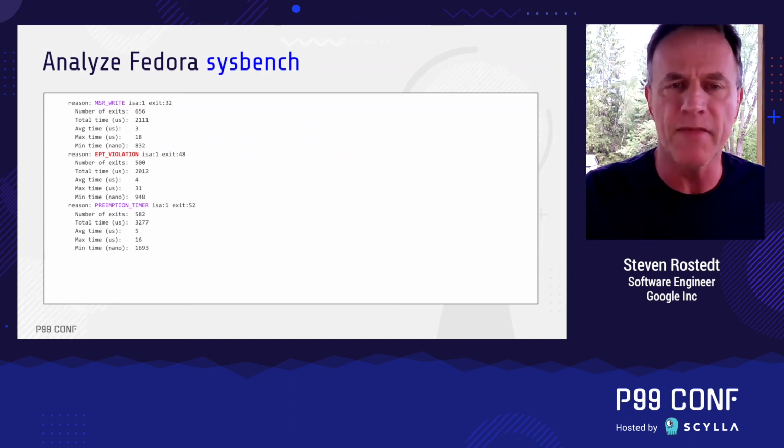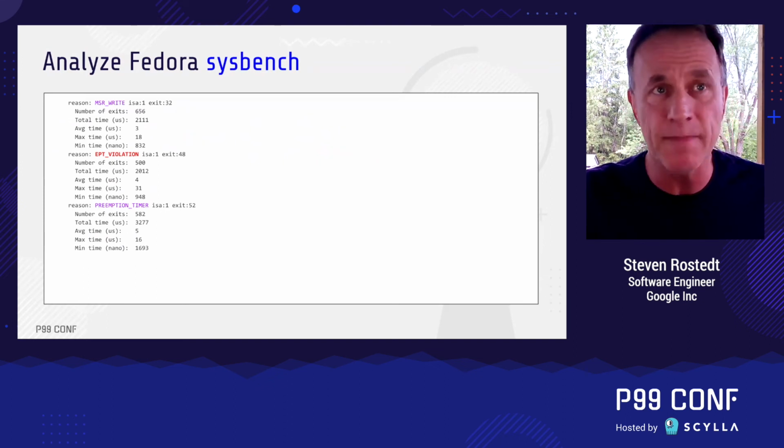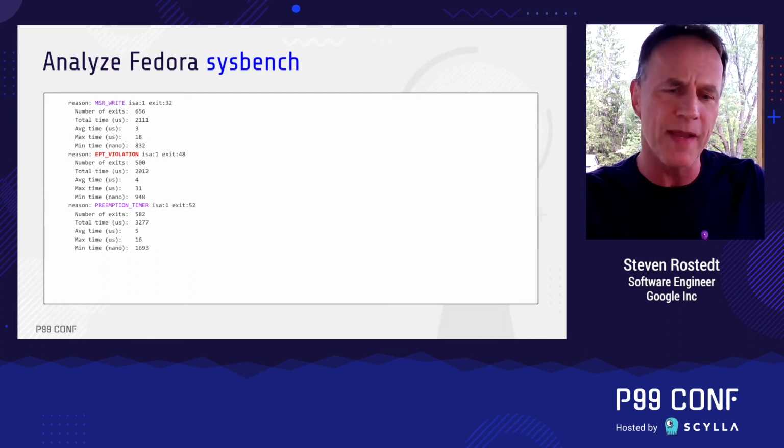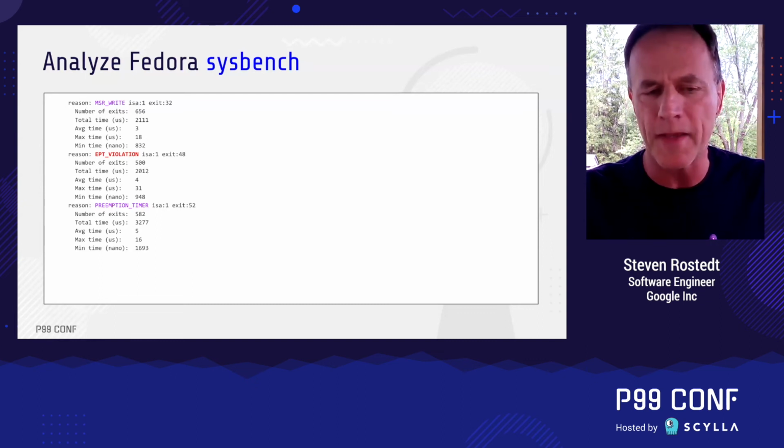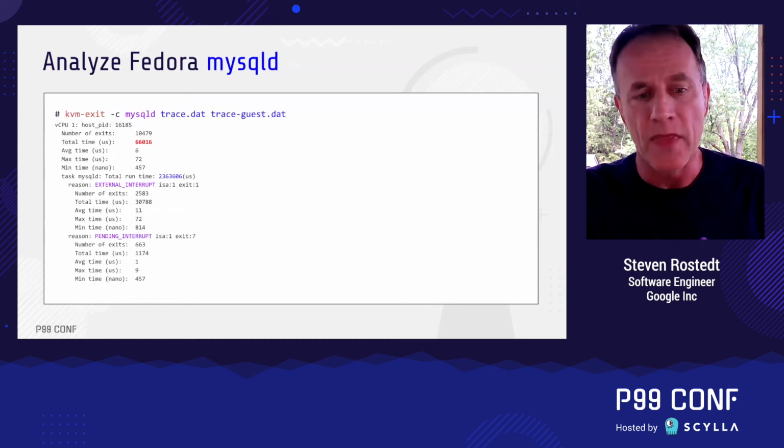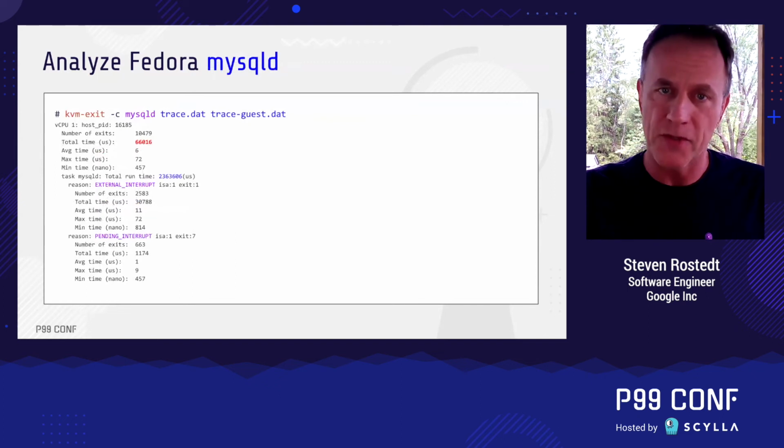But there's this EPT violation, which is the extended page table violation. So it's something I may want to look at, because I'm like, okay, why is this happening? Maybe it's something I could fix in the setup so it does fewer of these. Now that was just the sysbench application. Now let's look at the mysqld application.